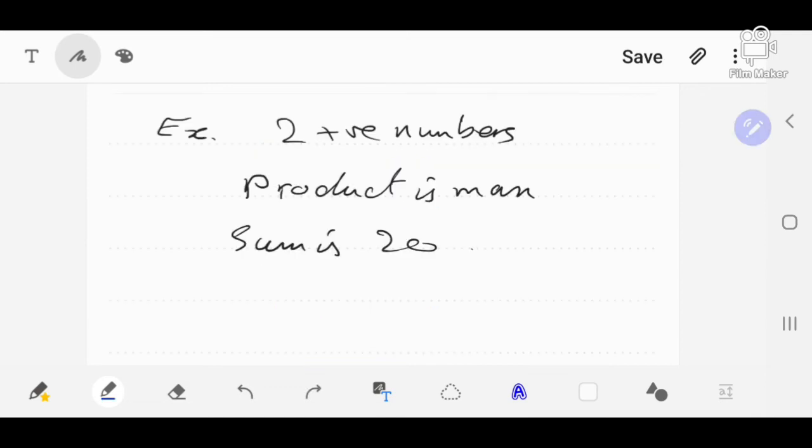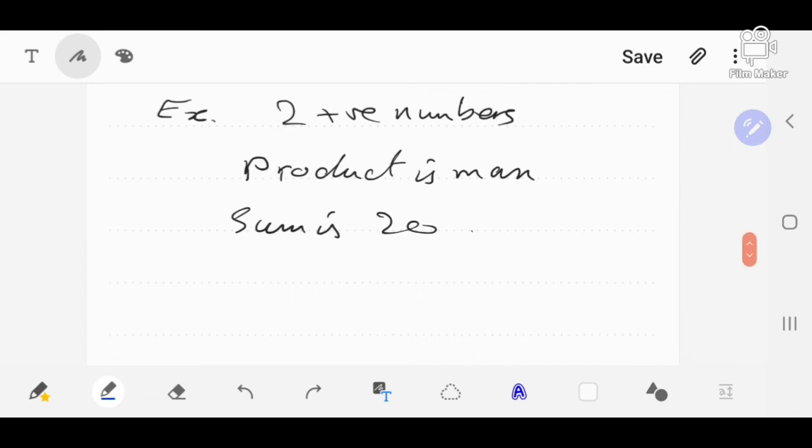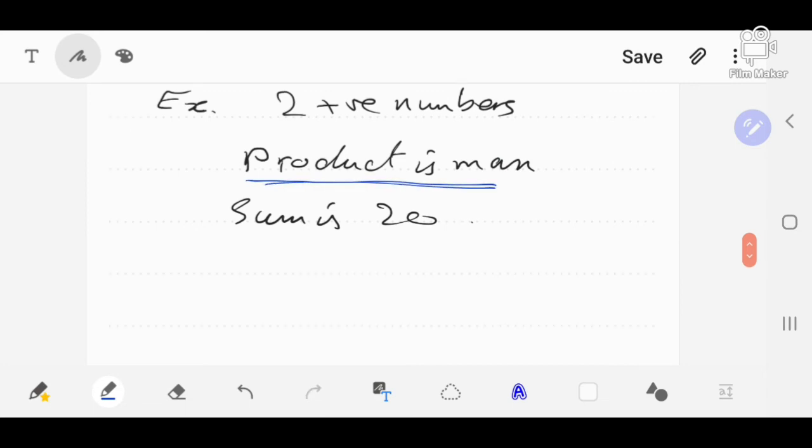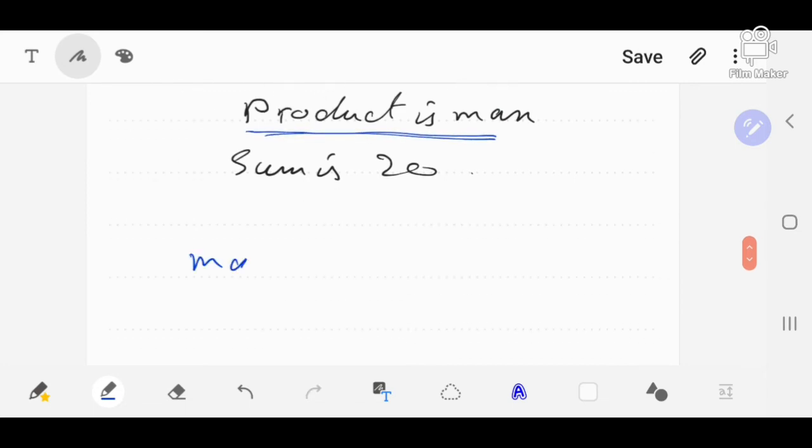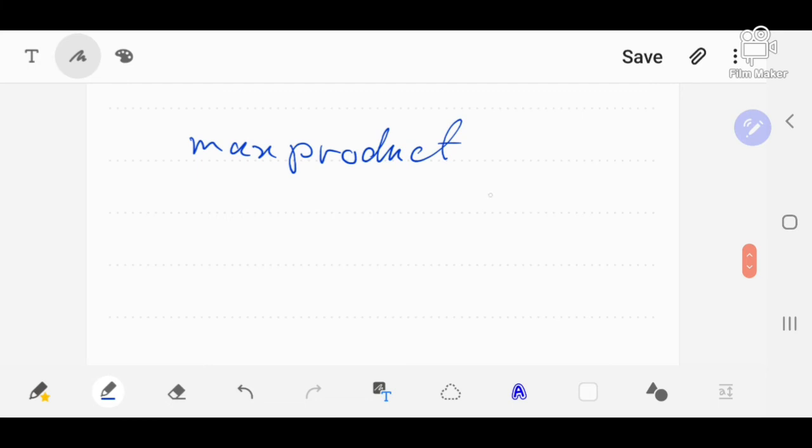Well, let's talk about another simple example just to get used to the steps. Let's say I'm looking for two positive numbers such that their product is maximum and their sum is 20. Let's try to apply the steps that I've said before. The first thing is the sentence. We have a maximum product, and then we need to sketch. In this case, there is no sketching, so let's say the first number is x, second number is y.